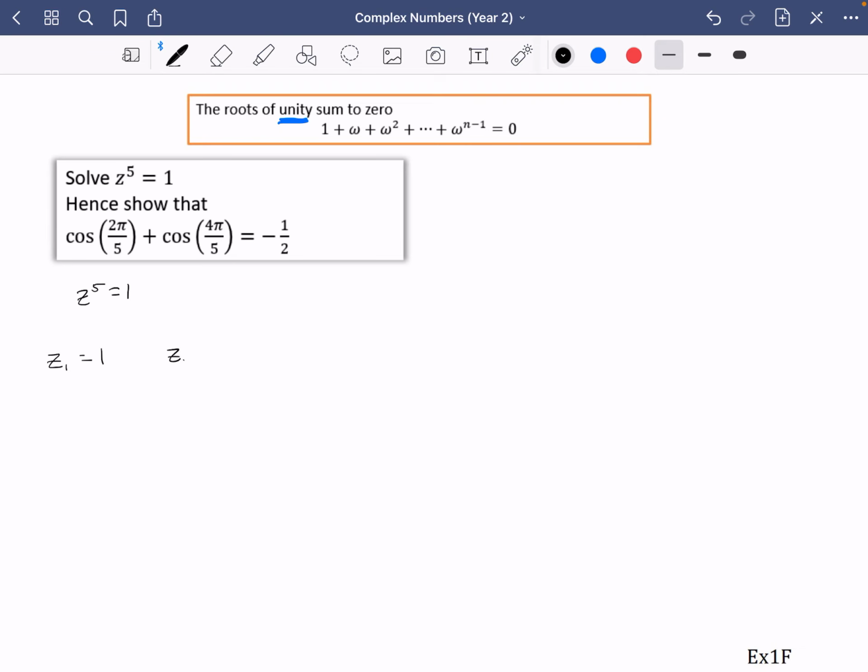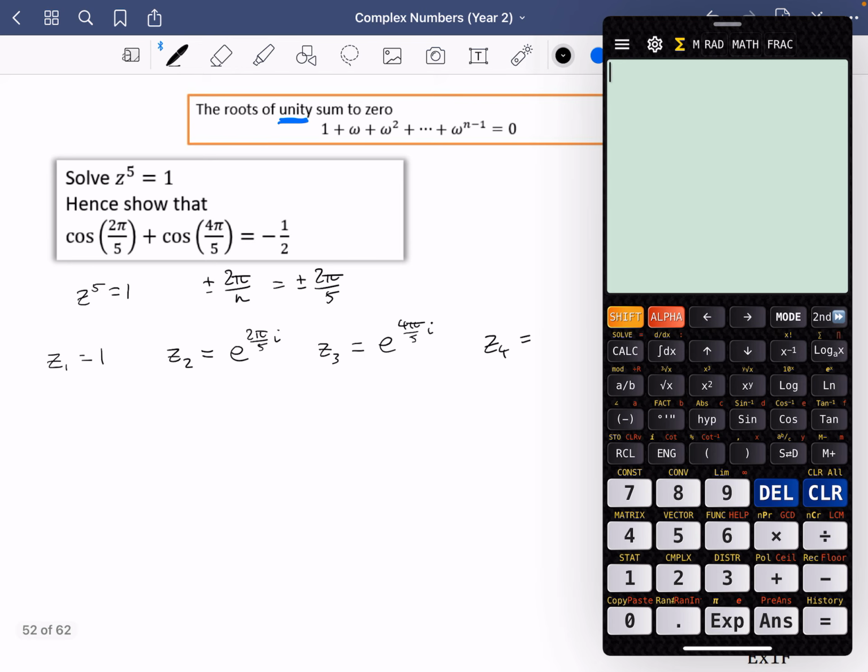And the second one, we're going to be normally adding and subtracting 2 pi over n. So we're going to be adding and subtracting 2 pi over 5. So my next one is going to be e to the 2 pi over 5 i. Then I'm going to have e to the 4 pi over 5 i. Then I'm going to do 4/5 plus 2/5. And that goes outside the range, so I've got 6/5 here.